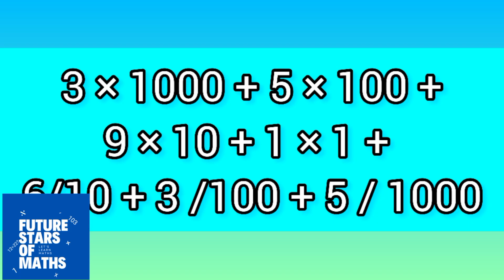So, by seeing the place values, we can write the expanded form as 3 into 1000 plus 5 into 100 plus 9 into 10 plus 1 into 1 plus 6 by 10 plus 3 by 100 plus 5 by 1000. Is it clear, students? So, in whole part, we multiply the numbers with 10, 100 and 1000 and so on to the left side. Whereas in decimal part, we divide the numbers by 10, 100, 1000 and so on. Okay, students?